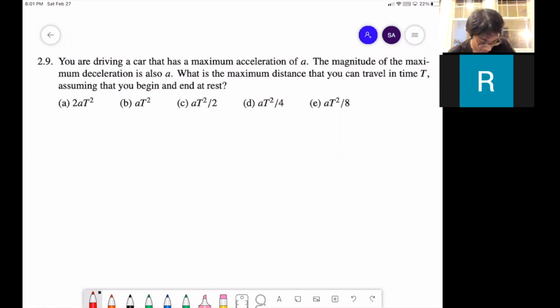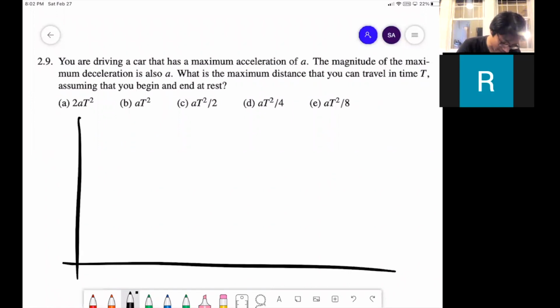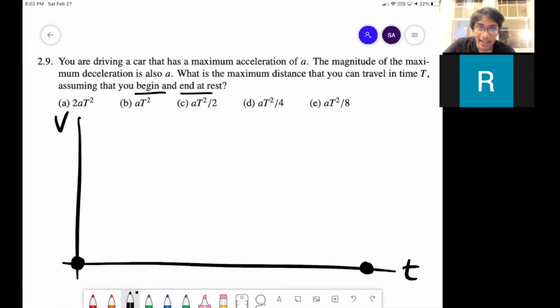Okay, so let's draw. What are we talking about here? Let's draw a VT graph. So here's my VT graph, VT. And I know that I start with, do I start at rest or what? I begin and end at rest. So I begin at 0 and I end at 0. Fair enough. I also have a maximum acceleration of a and a maximum deceleration, which means how fast you slow down, of also a. What's the max distance I can travel in a time kappa t?